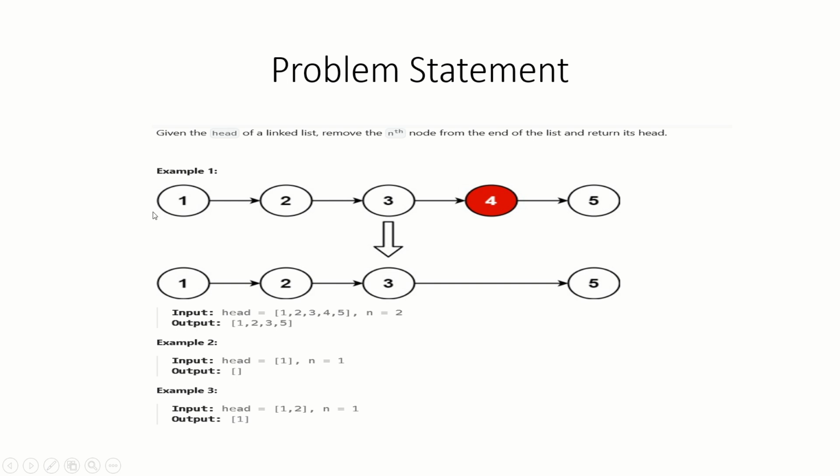So if this was the linked list we are given, 1, 2, 3, 4 and 5, and n is equal to 2, that is the value from the last that has to be deleted. So the fourth value has to be deleted. So after deletion it has to become 1, 2, 3, 5. So this is what we are going to be solving.